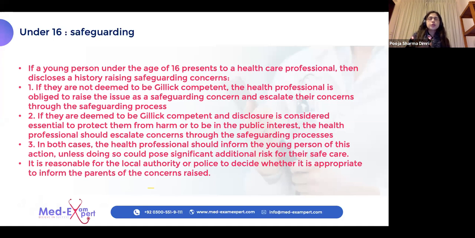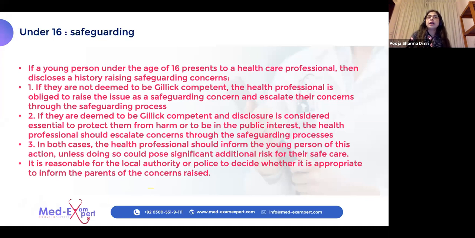So it's your duty to then inform the safeguarding team or the local authority or the police that this person is at risk. But it's your duty to tell that person that I'm going to break confidentiality and inform the authorities about this because I am worried about your safety. So you inform the safeguarding team, but you inform her also. Unless you feel that if you inform her, it is going to cause further risk to her, you should inform the patient and then break the confidentiality.